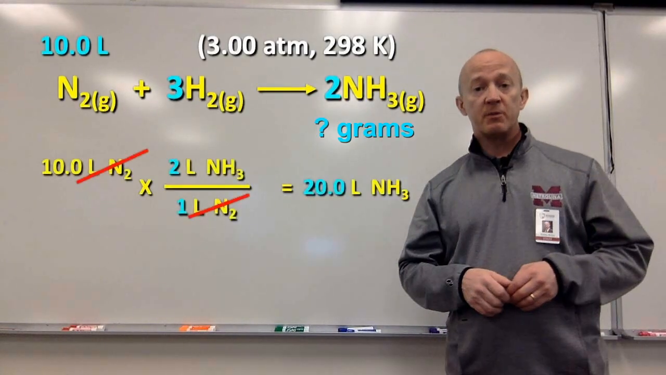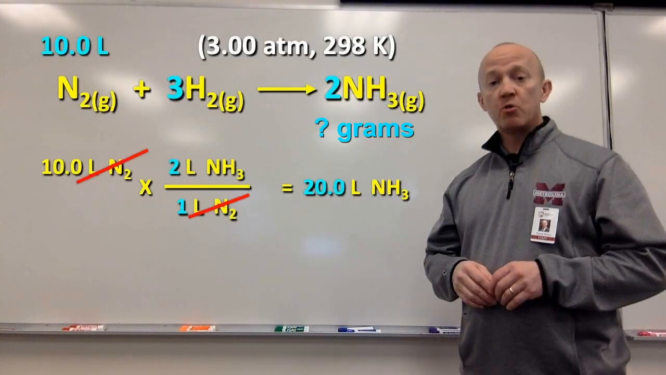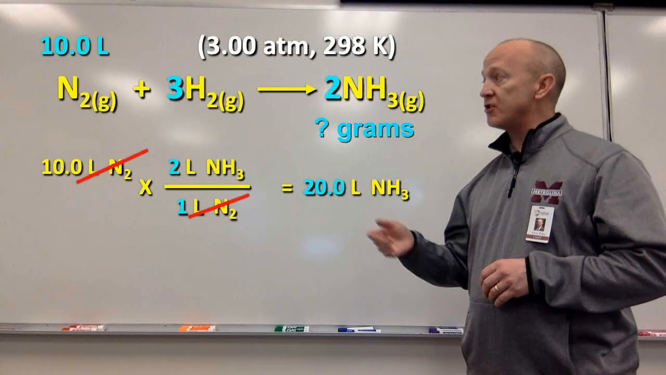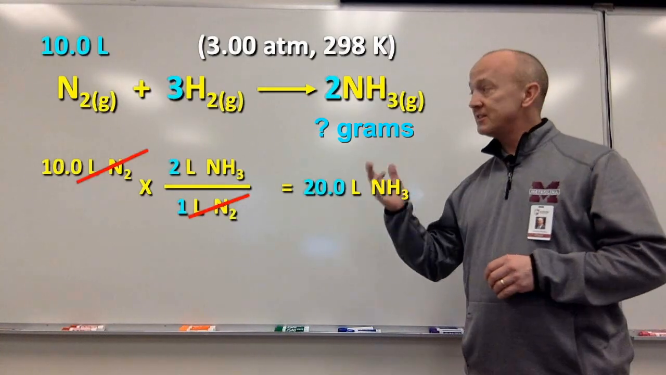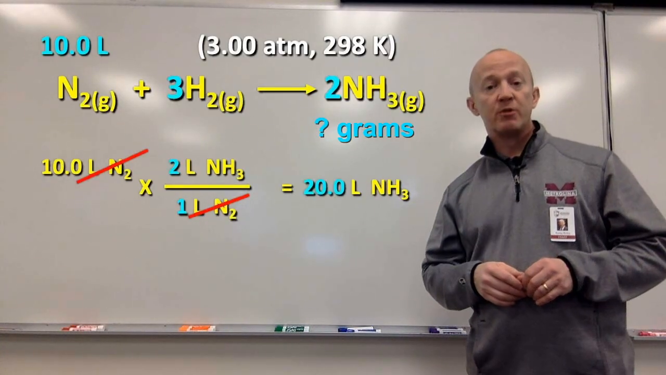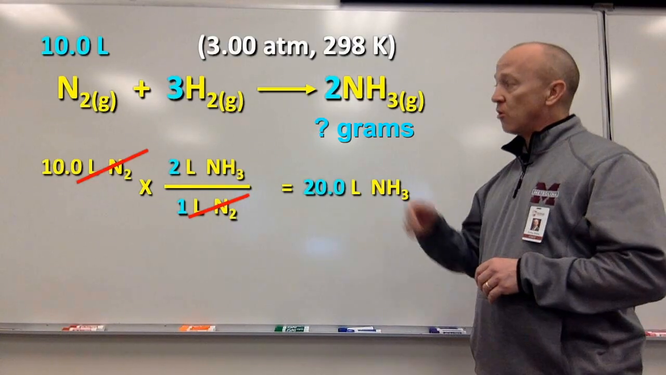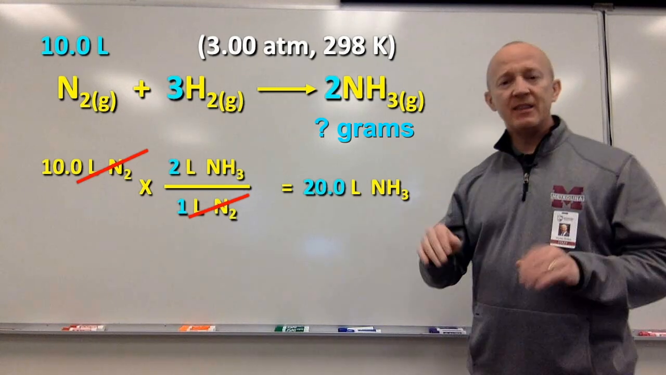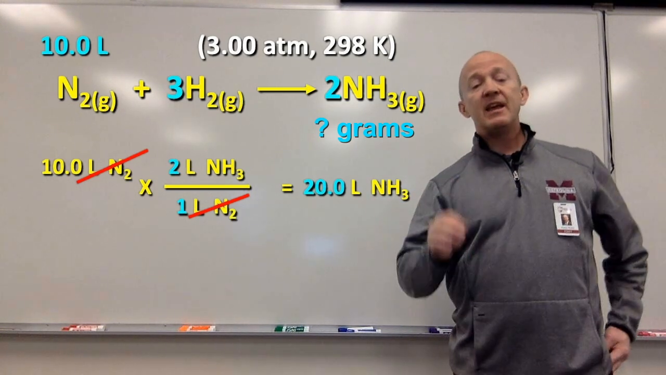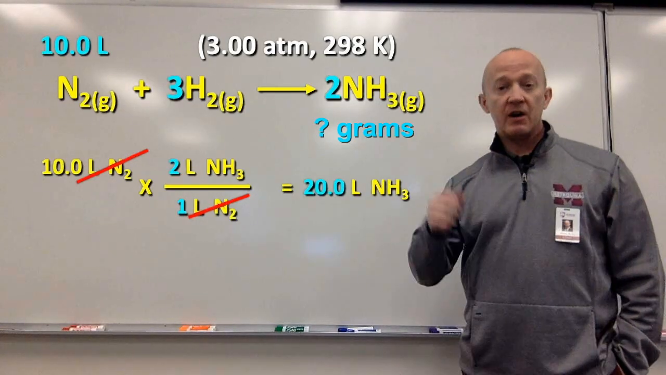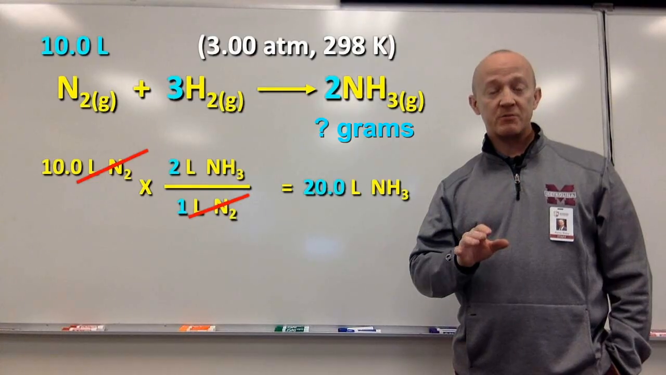Let's start first by determining how many liters of ammonia will be produced from that 10 liters of nitrogen. According to our equation, for every 1 volume of nitrogen, we'll produce 2 volumes of ammonia. So, if we have 10 liters of nitrogen, that means we'll produce 20 liters of ammonia. You see that? I used the mole ratio to determine that. Now again, that was a simple calculation that didn't involve temperature or pressure for us. But if we want to figure out how many moles of ammonia we have, we're going to need to use the ideal gas law for that, since we're not at standard temperature and pressure.